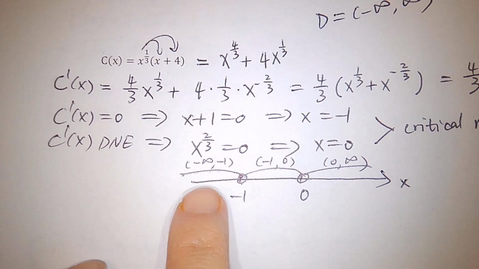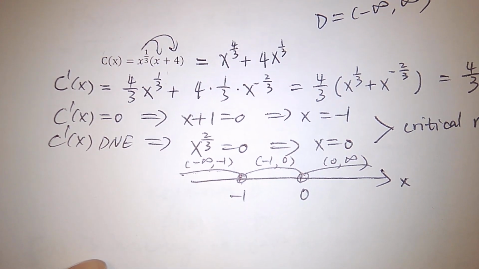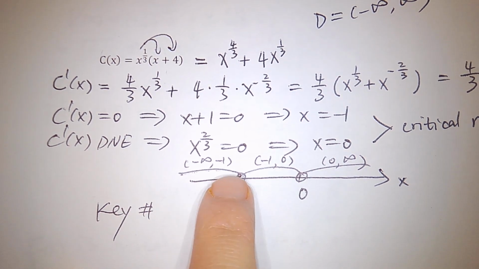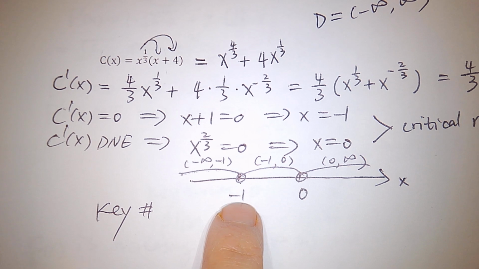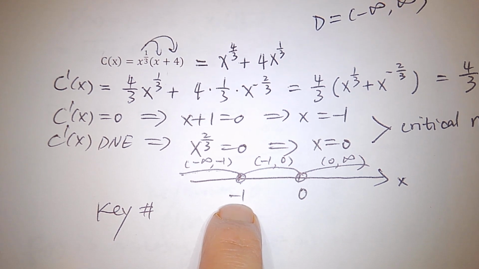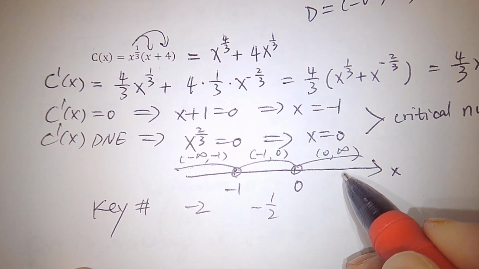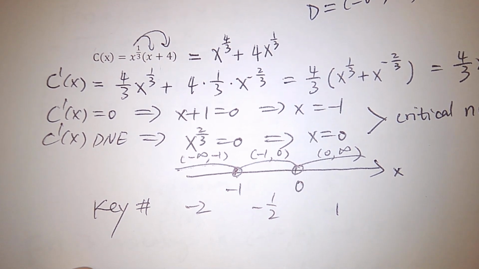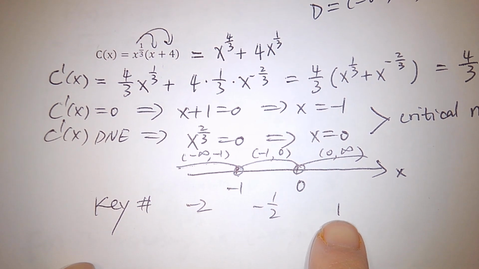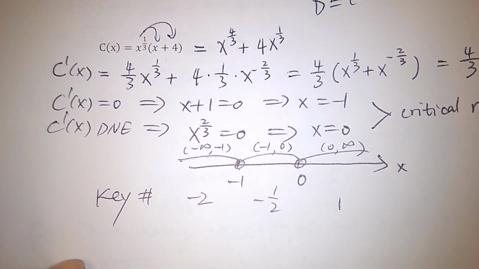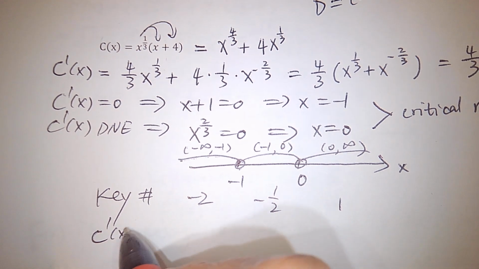Right? Now let's test. On this interval, what key numbers do you want? Key number. I use negative 1 because it's convenient. Oh, so I use negative 2. Yes, negative 2. I then use negative 1/2, and I used 1. How about negative 3 instead? That's fine. Yeah, anything works. Any number greater than 0 works. Okay, then I'm going to test the sign of the C prime.